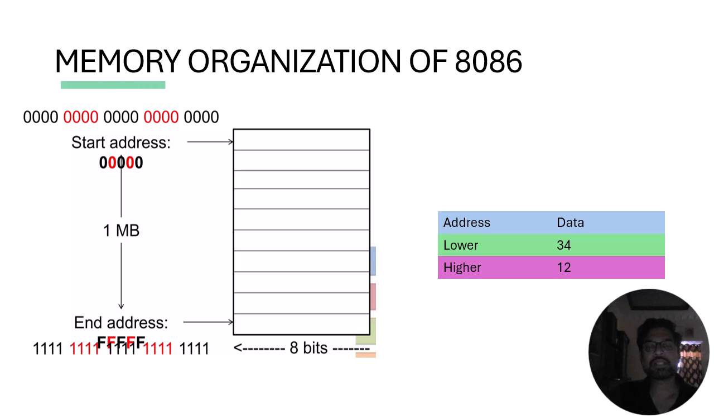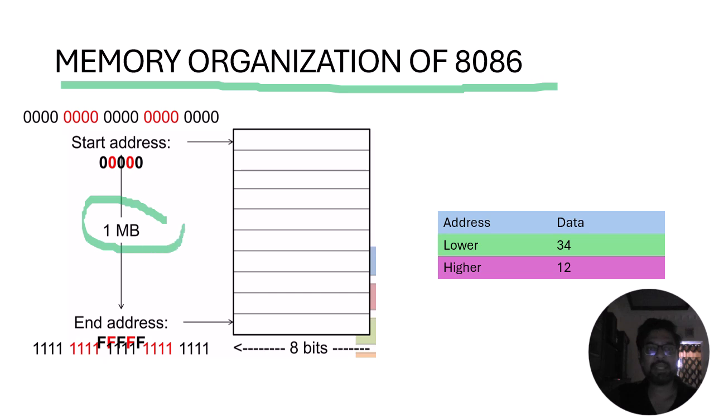Let us now discuss the memory organization of 8086. The total memory in 8086 is 1 MB. The address ranges from a minimum address of 5 zeros to a maximum address of FFFFF in hexadecimal. We are representing the 20-bit address in hexadecimal with 5 digits.